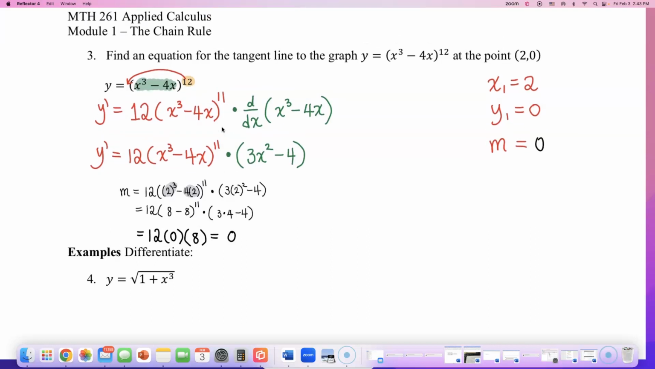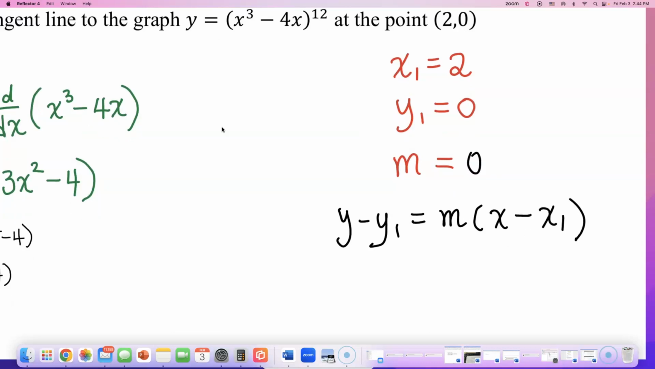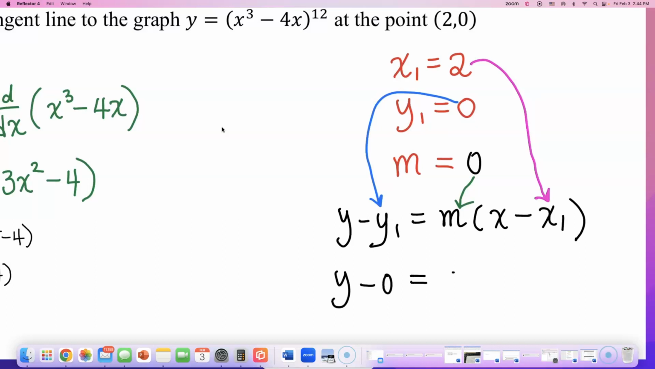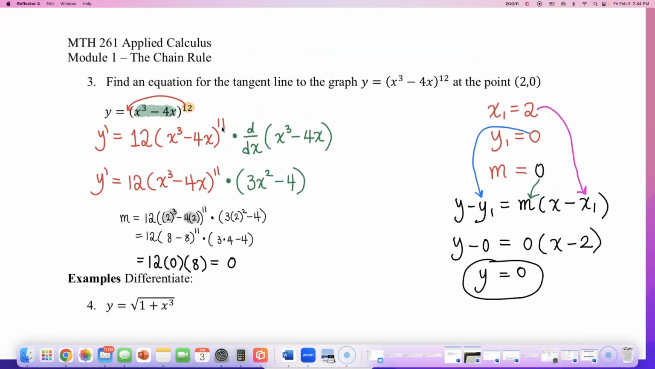We're ready to do the point-slope form. I'm going to do y minus y1 equals m times (x minus x1). Let's plug in x1, y1, and m into this formula. Let's write the final answer: y minus 0 equals 0 times (x minus 2). Lots of zeros. The left side is just y, and on the right side, 0 times anything is just 0. So the tangent line at (2, 0) is just y equals 0.